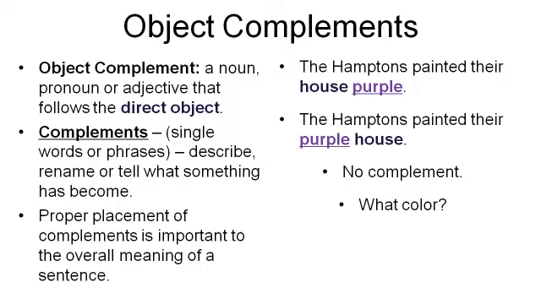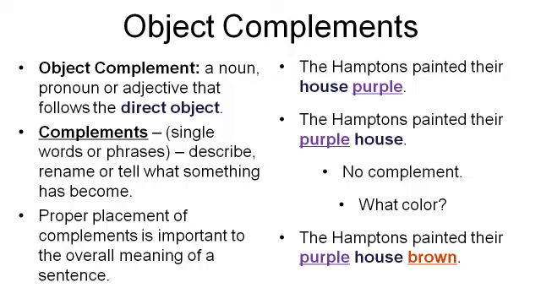In this sentence, the Hamptons painted their purple house. We know that the house is currently purple. This is what an adjective does. But what color has it become? We do not know. Therefore, this sentence does not have a complement. Now, let's take a look at one more example to put all of this together.